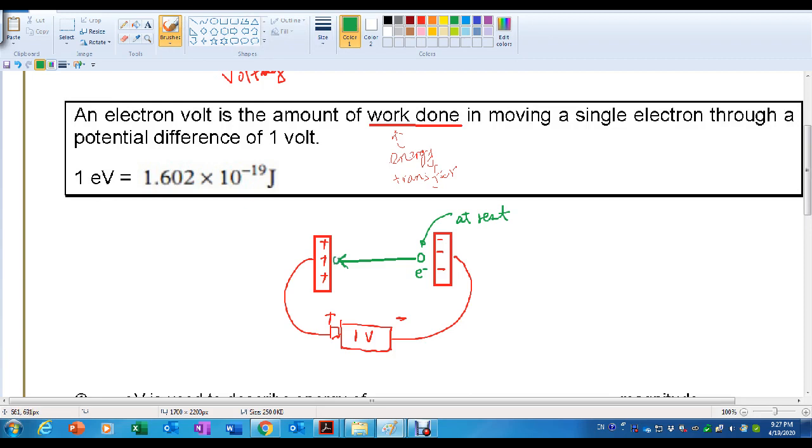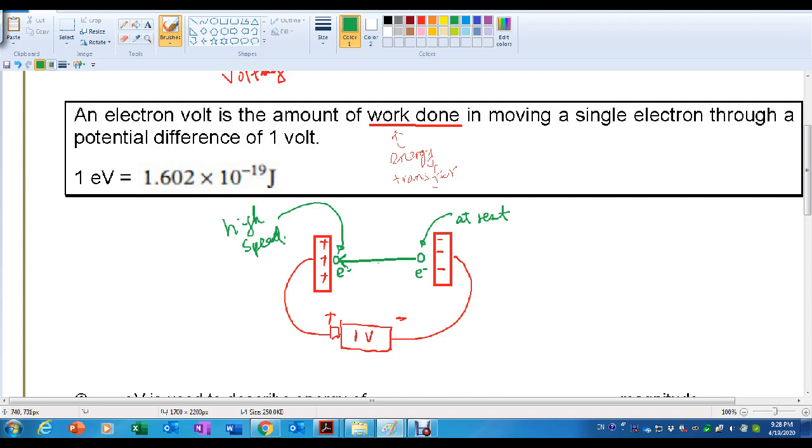So after it reaches here, the electron becomes very energetic. It picks up some speed, so it becomes high speed right here. The energy gain, or to be more precise, the kinetic energy gain in the process is what we call 1 eV. Is 1 eV a large amount of energy or a very small amount of energy? Actually, it's a small amount of energy.